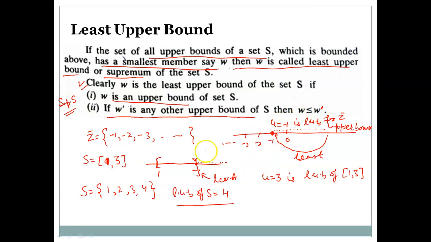For example, here in this case, we have taken W equal to 4, and there can be many W'. W' can be 4.1, 4.2, 5, 6, 7, etc. So why is this the least upper bound? Because this W is less than or equal to W', where W' is any other upper bound. So that is why we are calling this W the least upper bound for this set. So we can define the least upper bound of a set either in this way or in this way. So this is the definition of the least upper bound of a set or supremum of a set. So these are the two notations here.